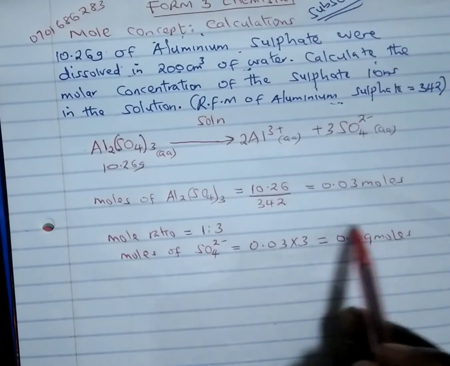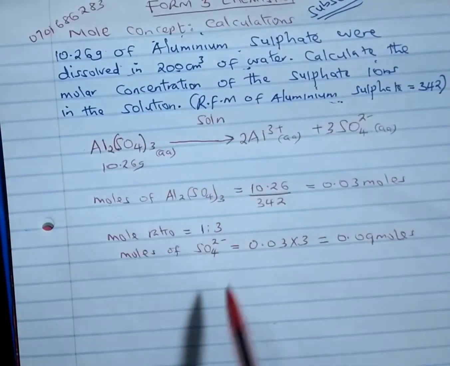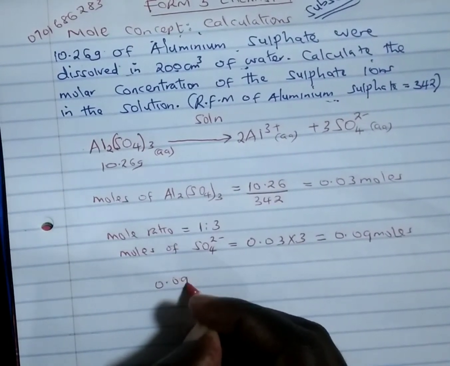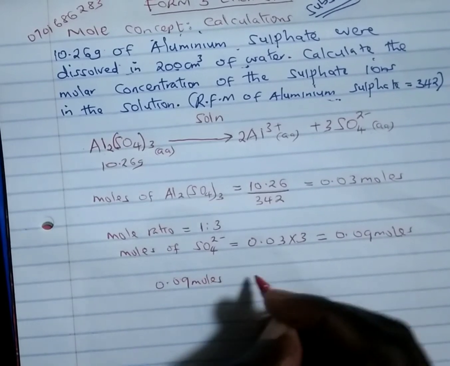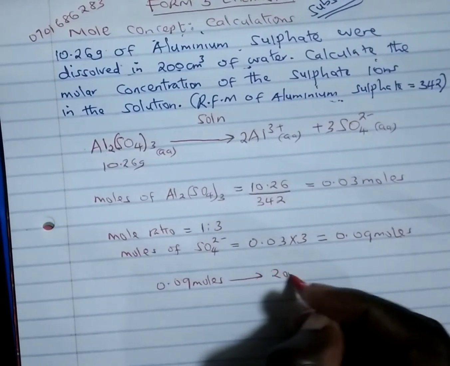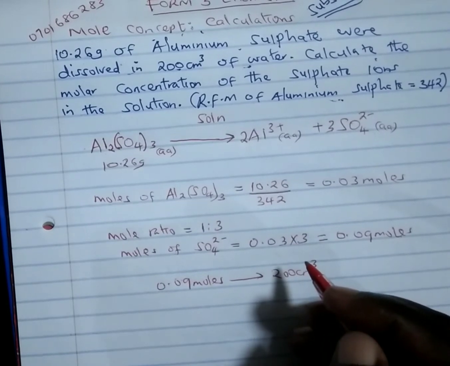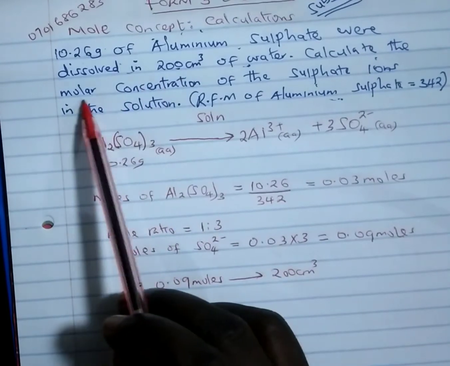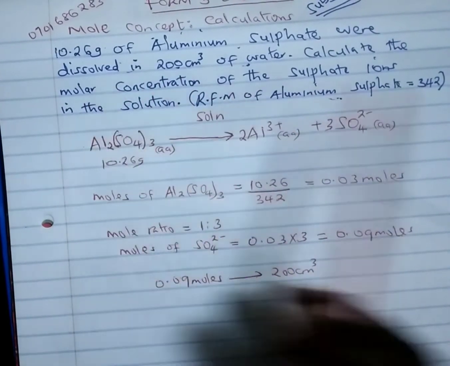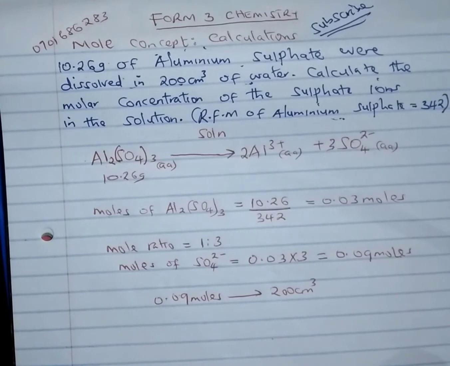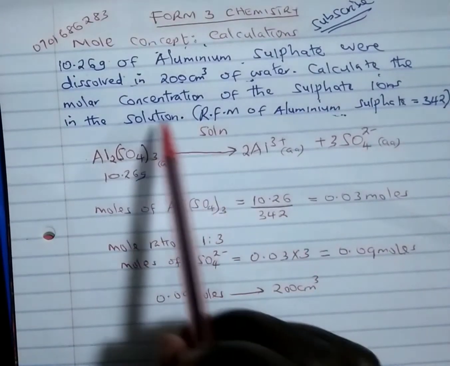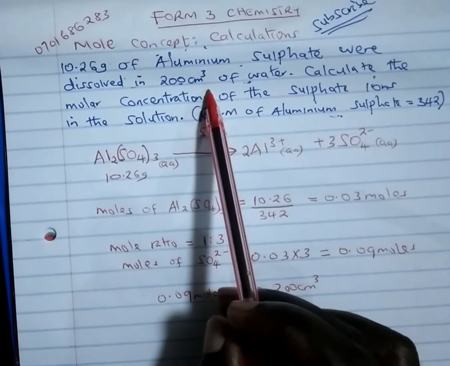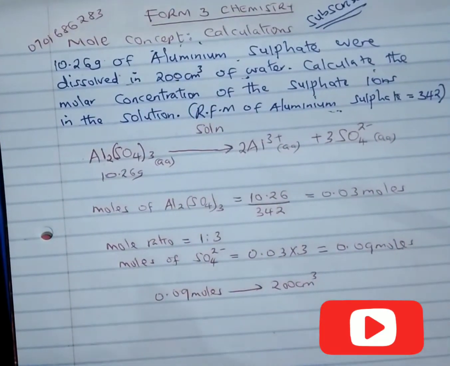We know 0.09 moles are contained in 200 centimeter cubic. What they want us to calculate is the concentration, or the molar concentration. And anytime you hear of the word molar concentration, you should always know that we are looking for the number of moles contained in 1 liter, and 1 liter is 1000 centimeter cubic.